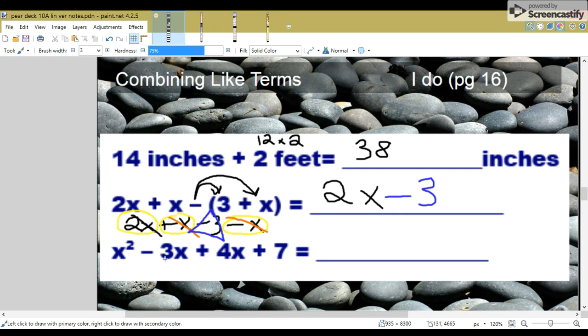X squared minus 3x plus 4x plus 7. Our like terms are the ones with the x's. Notice x squared, there is no other term with an x squared. For the 7, our constant, there's no other term with only a number. So if we combine negative 3x plus 4x, that's the same thing as 4x minus 3x, that's 1x. So our simplified expression would be x squared plus 1x plus 7.